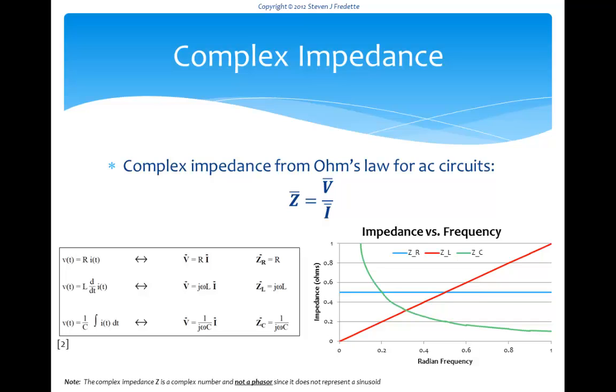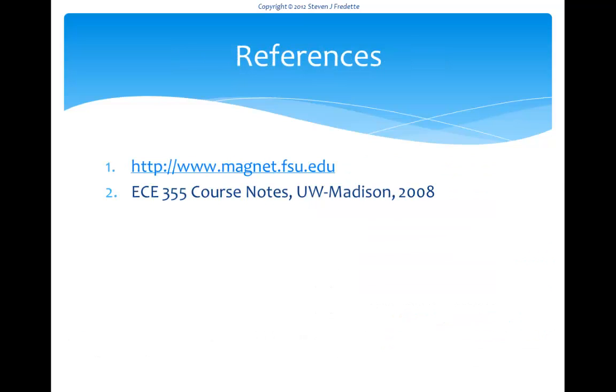So note at the bottom, the complex impedance Z is truly a complex number and not a phasor, since it does not represent a sinusoid. If in the calculation you have a phasor voltage and a phasor current, the division of those two, you would get a complex number. So that concludes this module on introduction of phasors.